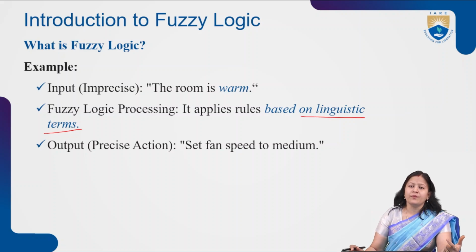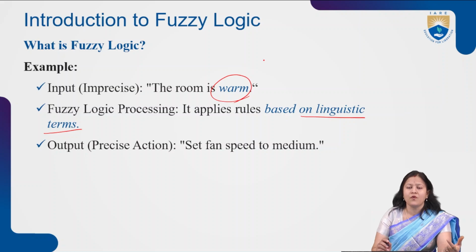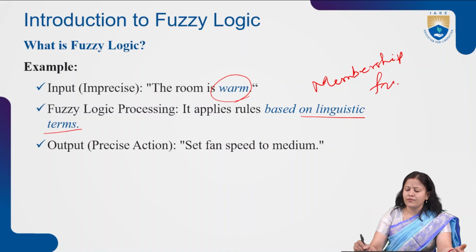That means if the room temperature is warm, fuzzy logic processes this linguistic variable called warm, because it is uncertain and we do not have clarity on what temperature it is. This linguistic variable will be processed and converted in the form of 0 and 1 using some function. Those functions are called membership functions. I will discuss these functions again after one or two classes.